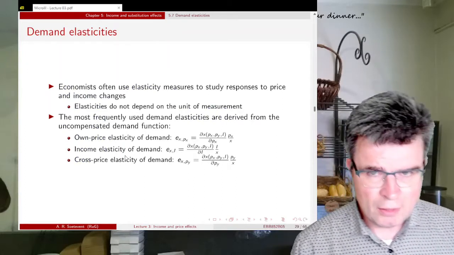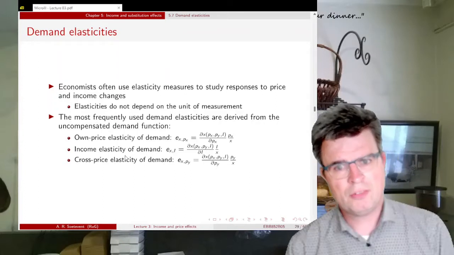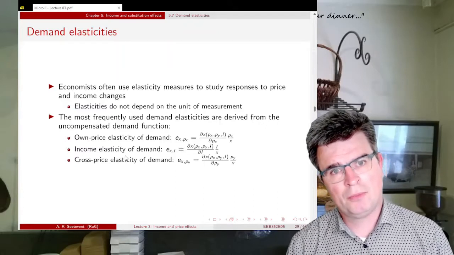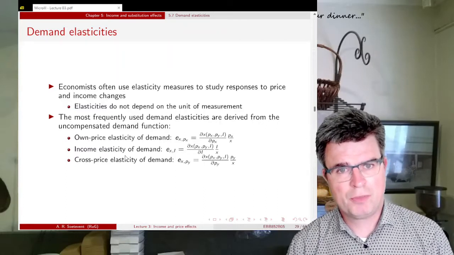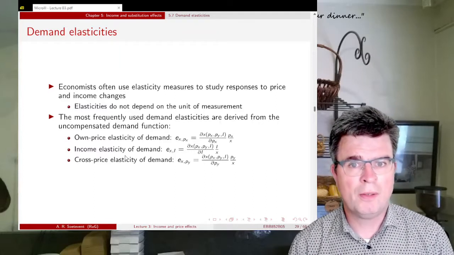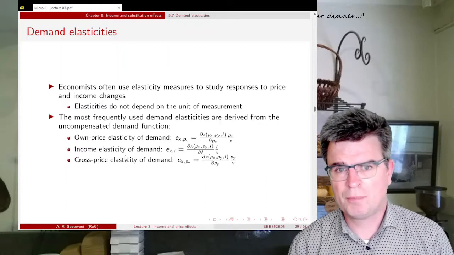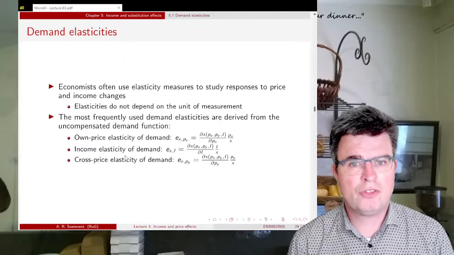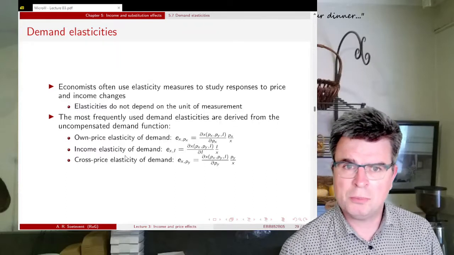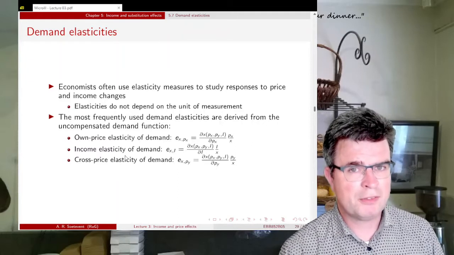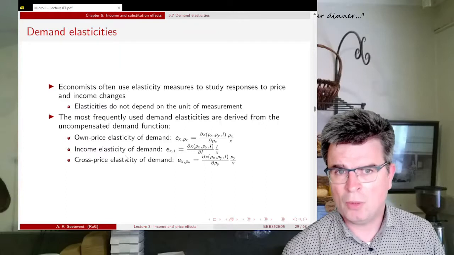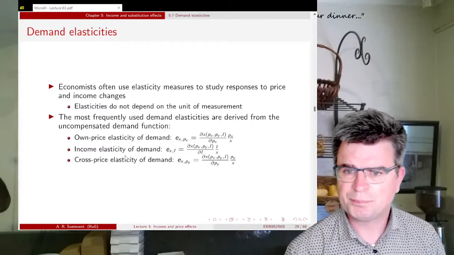Economists like elasticities, and they often use elasticities in order to express how demand responds to price changes. So why this love for elasticities? It is because elasticities do not depend on the unit of measurement. It gives you the percentage change in quantity demanded given the percentage change in price. And it doesn't matter whether you express the price in euros or dollars, and it doesn't matter whether you express demand in kilograms or in grams or tons.